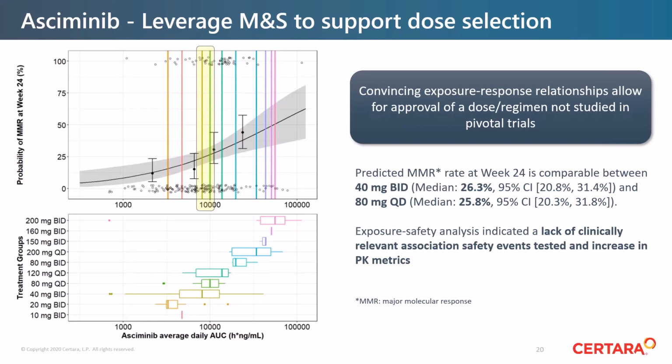So Asciminib is a very good example of how you can leverage non-clinical data to inform clinical trials, but also how ClinPharm and pharmacometrics can help to inform your dose selection process and thus speed up your development and also increase your probability of success.